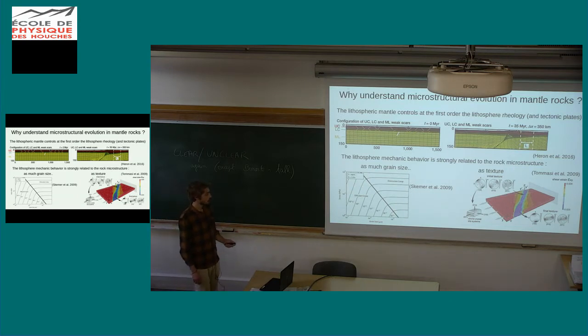Another feature which is very important is the texture of the rock. As the mantle rocks have a strong anisotropic plastic behavior, when you have a zone which is strongly textured, it can induce a weakening in the rheological properties of this zone.